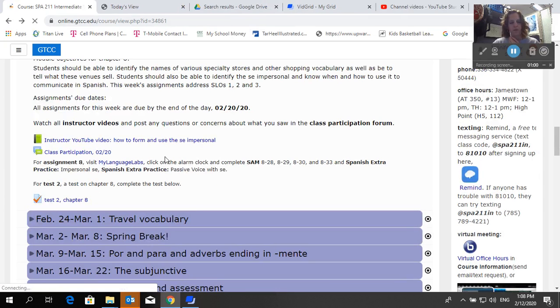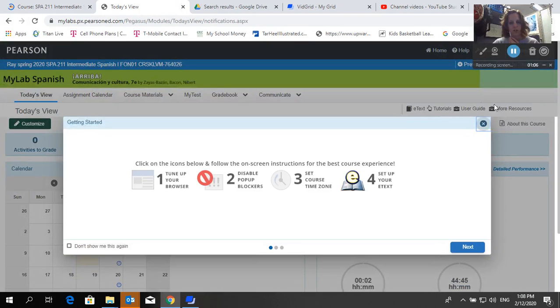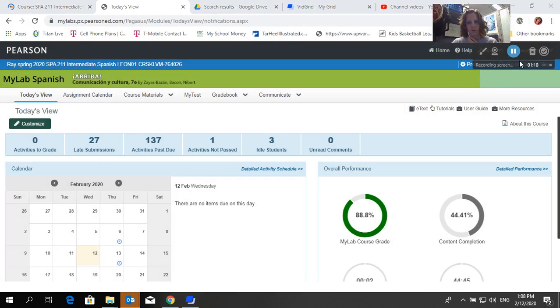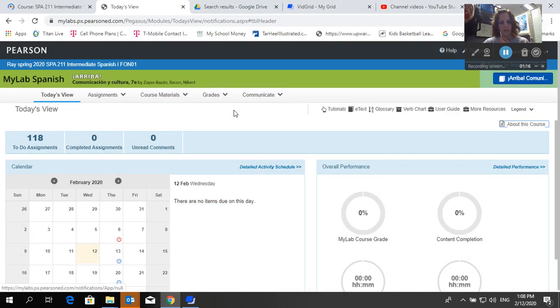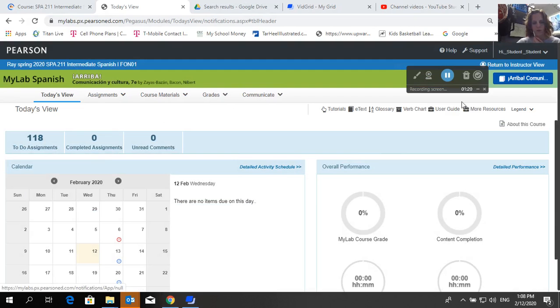For assignment 8, you're going to visit My Language Labs, click on the alarm clock and complete these SAM activities. So when you're ready, go into My Language Labs. It should look something like this. Go into your, I think I'm in the wrong view. Okay, so when you're in My Language Labs, go into your, I still think it's in the wrong one, hold on. Nope, it's in the student one.